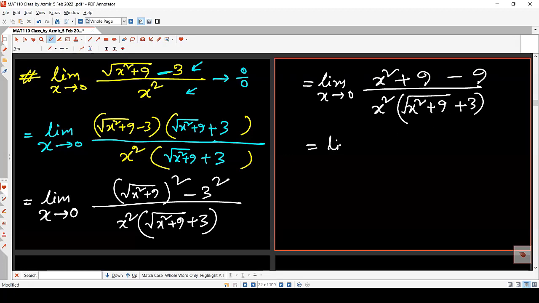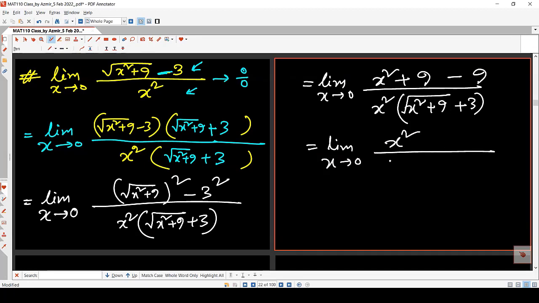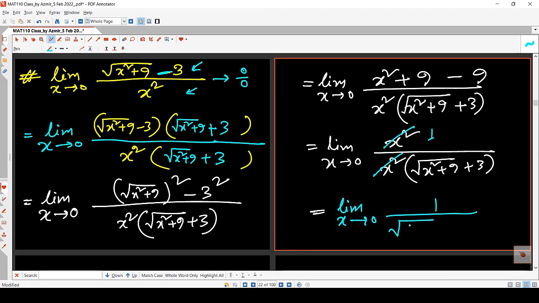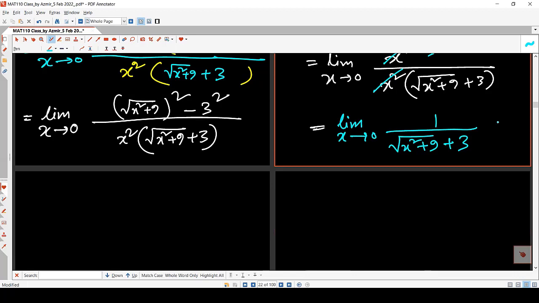So finally, we have limit x tends to 0, x squared divided by x squared times square root of x squared plus 9 plus 3. So now we can see that we can cancel x squared and x squared. So we have 1 in the numerator. So 1 divided by square root of x squared plus 9 plus 3. So this is the simplified form.